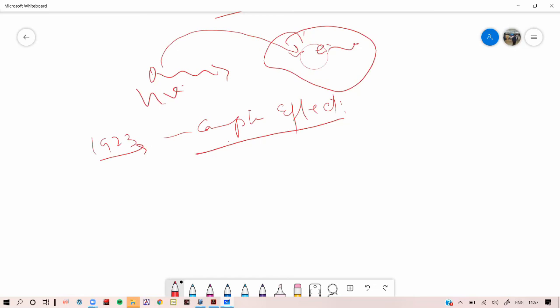A. H. Compton in 1923 proposed this, and he studied the energy radiating on a neutral atom.